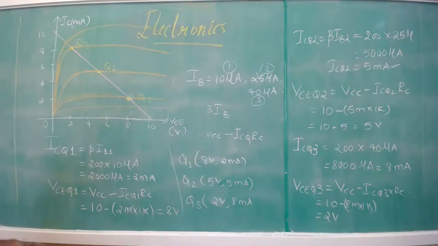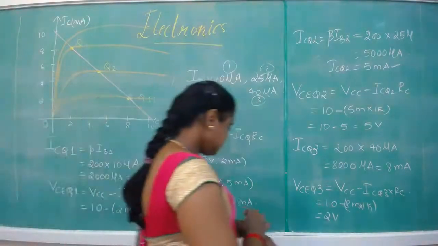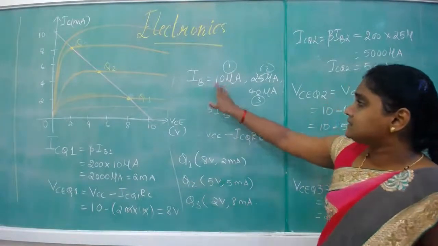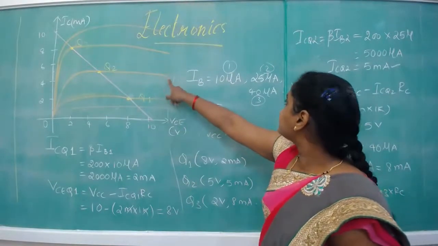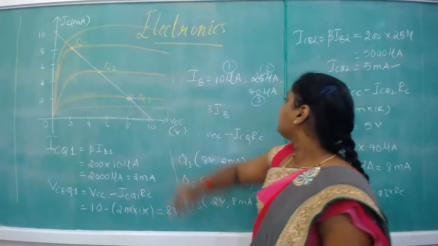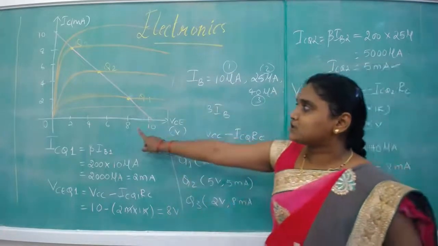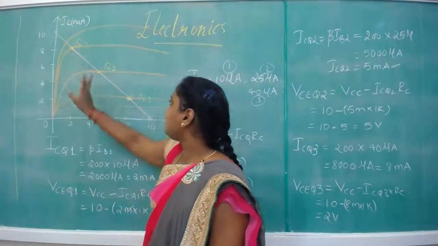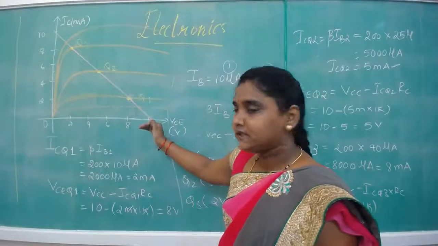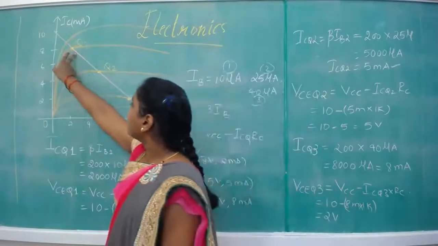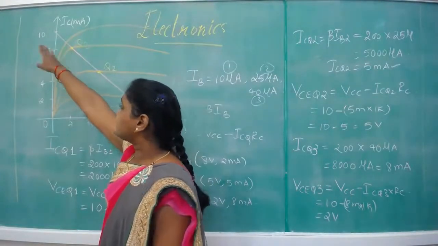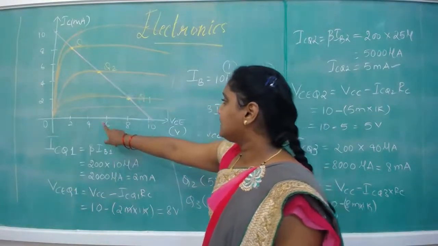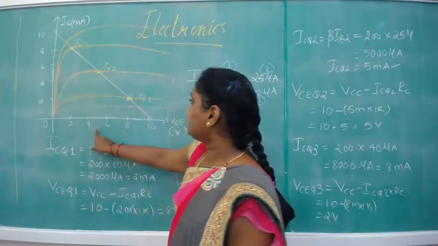For this particular problem, where we have taken 3 different values of IB, this is for 10 microampere, this is for 25 microampere, this is for 40 microampere. We are going to get such a graph with 3 Q points, Q1, Q2 and Q3, where Q1 is nearer to the cutoff point, and Q3 is nearer to the saturation point, whereas Q2 is exactly at the middle, 5 milliampere and 5 volts.